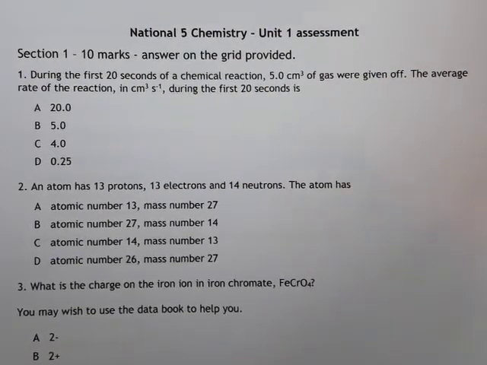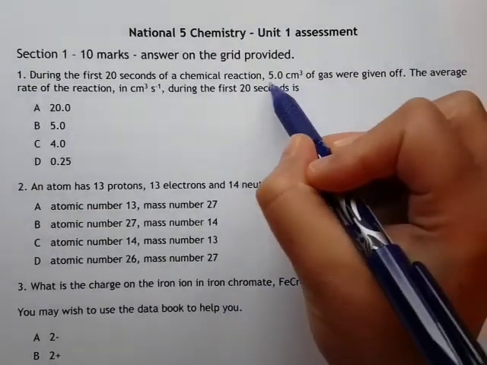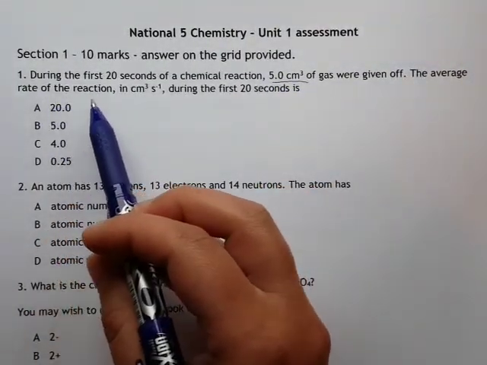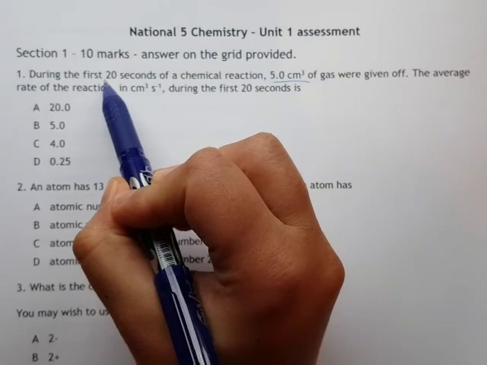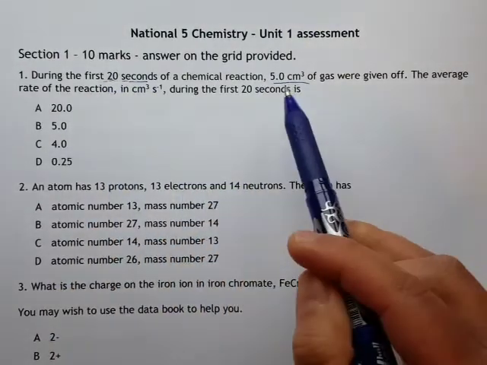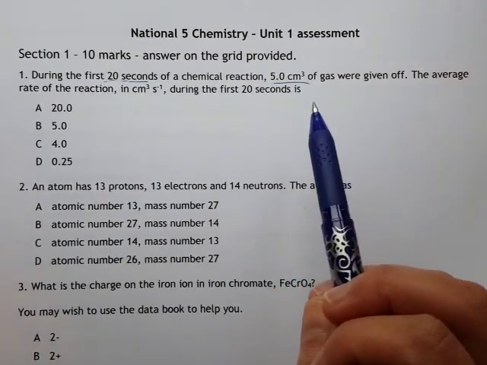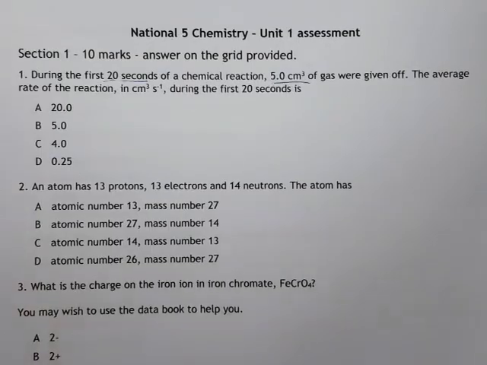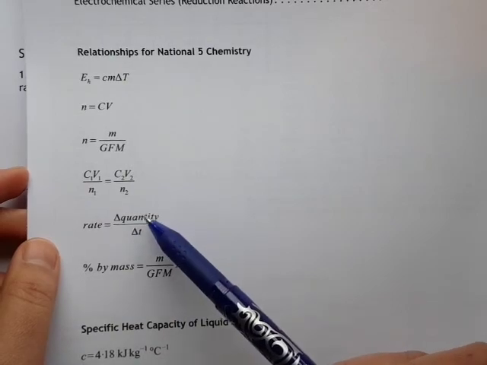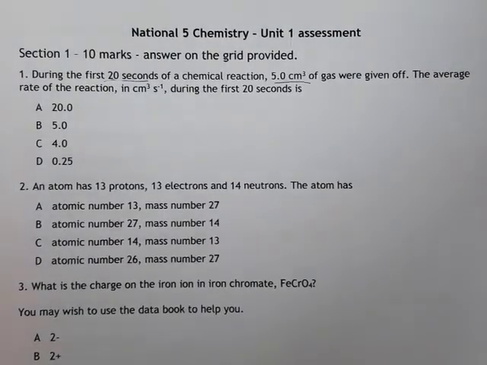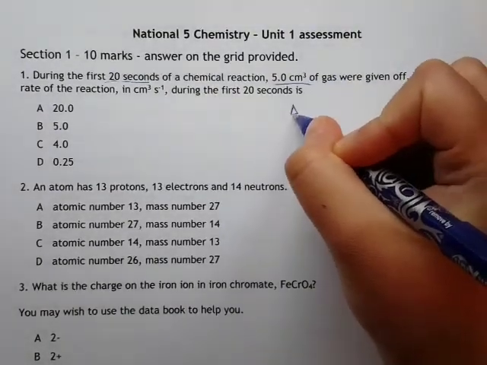Question 1. During the first 20 seconds of a chemical reaction, 5 centimetres cubed of gas were given off. The average rate of reaction in centimetres cubed per second during the first 20 seconds is. Okay, so I've got a time of 20 seconds and a volume of gas of 5 centimetres cubed, and it's asking me about the average rate of reaction. So you might remember this, or you might need to have a quick look in your data book to remind you. The rate, or the average rate, is given by the change in quantity divided by the change in time. So the quantity here is 5 centimetres cubed of gas given off.